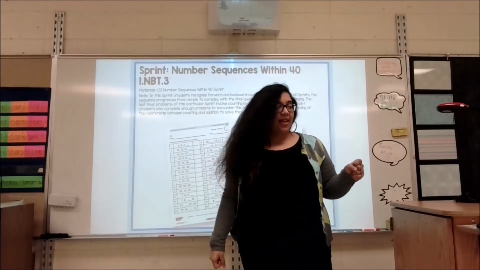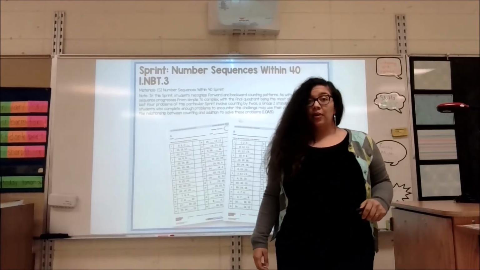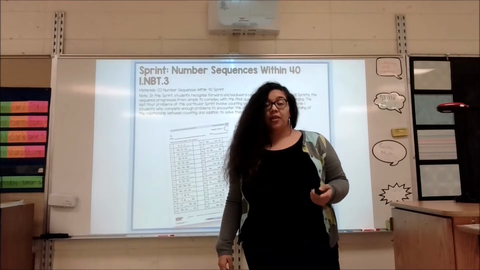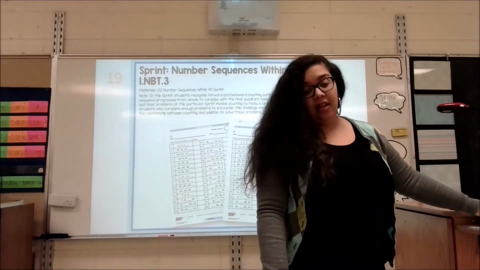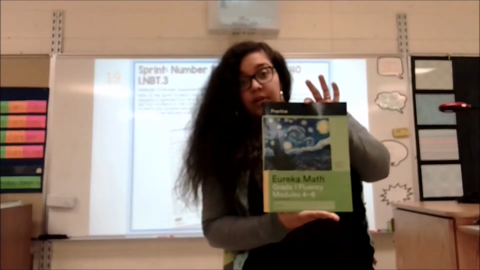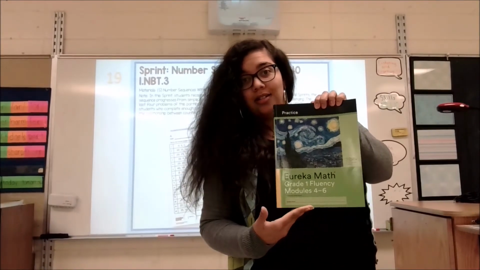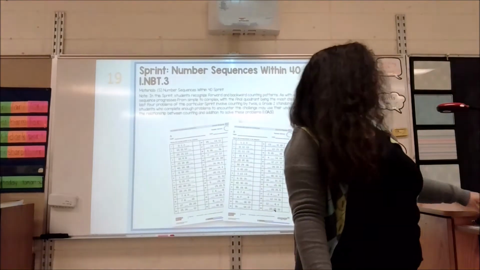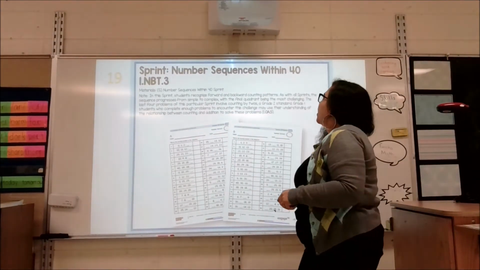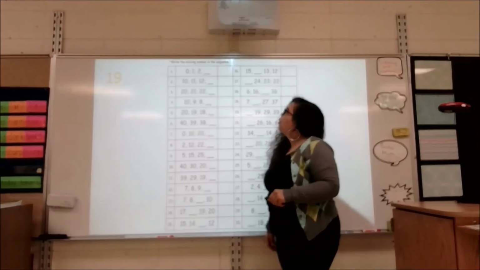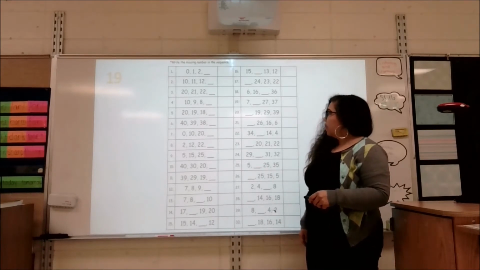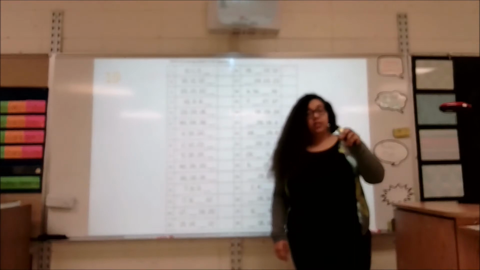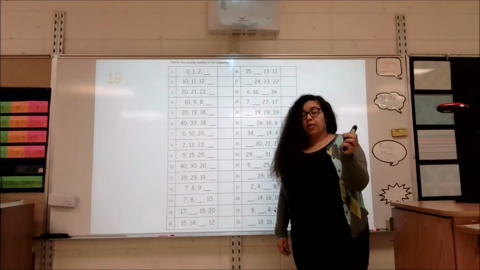Welcome to math today. We are going to warm up with a fluency activity that we are quite familiar with called a sprint. It is on page number 19 in your Starry Night fluency book. Now the directions on this sprint read number sequences within 40. So what you are to do is write the missing number in the sequence. Some are going up, some are going down.